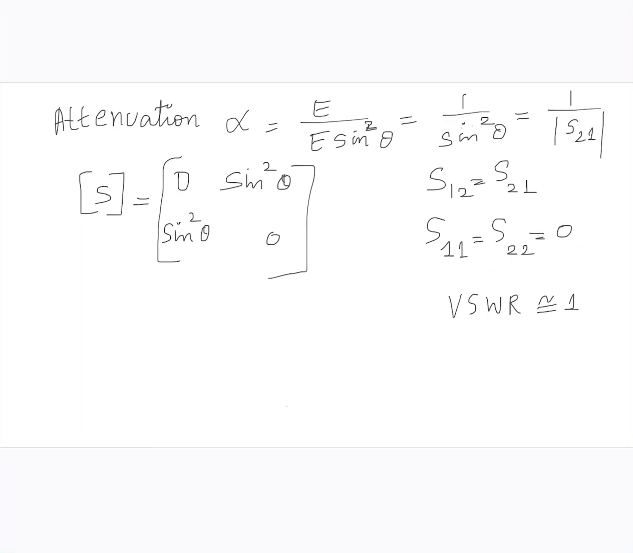So the final S matrix can be denoted as, the S matrix is usually written as S11, S12, S21 and S22. So here S11 and S22 are equal to 0. So S12 and S21 are equal to sin square theta. And the VSWR achieved by this attenuator is almost equal to 1.